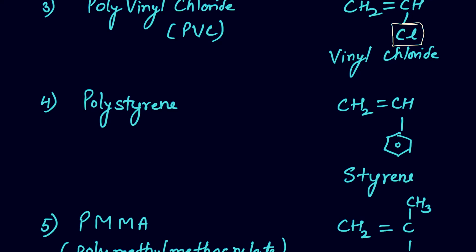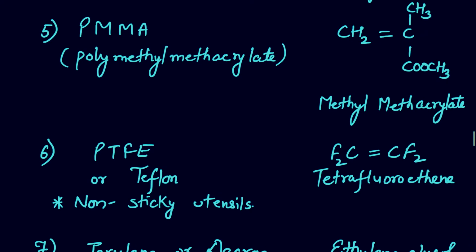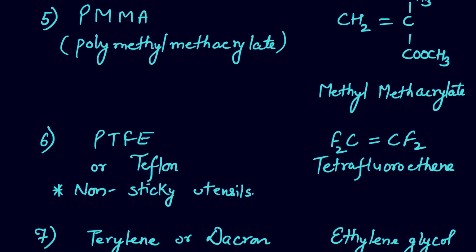The next polymer is polystyrene. Its monomer is styrene. So we have replaced one hydrogen from ethene with a benzene ring. So our next polymer is PMMA, that is polymethyl methacrylate. So its monomer is methyl methacrylate. In the ethene molecule, one hydrogen is replaced by CH3 group and another by COOCH3. So the molecule is methyl methacrylate.